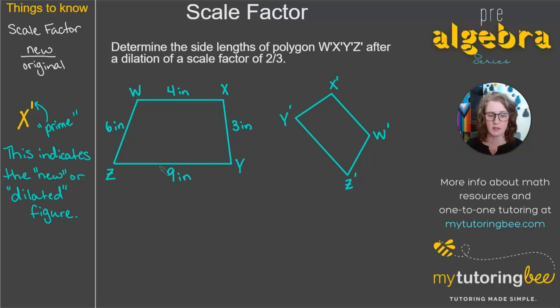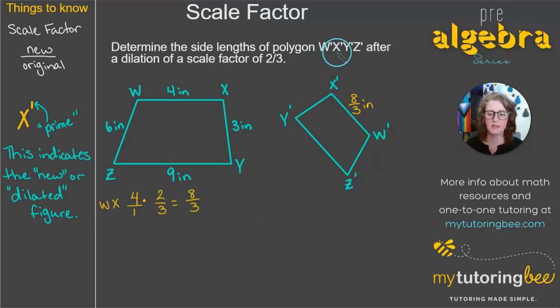Let's take a look at WX, which is 4 inches, and we're going to multiply that times 2/3, our scale factor. We want to create a fraction with that 4 by placing it over 1. I don't see any cross canceling that we can do, so we're just going to multiply across the top. That gives us 8. Multiply across the bottom. That gives us 3. So our W prime X prime measurement is 8/3, and we want to include inches as well.